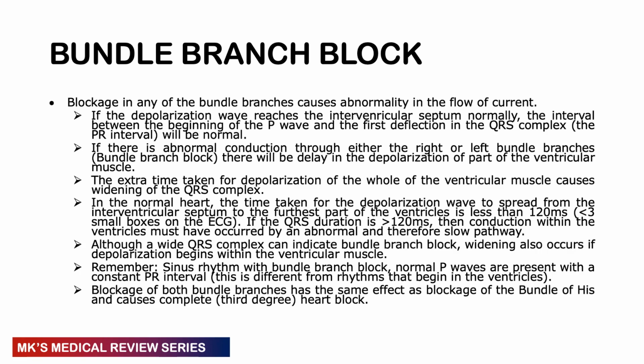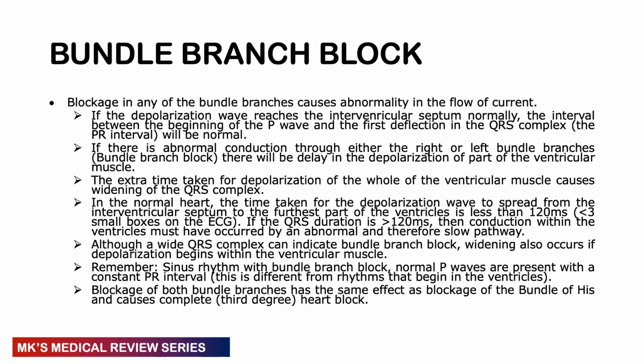So remember that bundle branch blocks are not the only thing that can widen the QRS complex. If the ECG wave is actually commencing within the ventricles, then you're going to get widening of the QRS complex. If there's a sinus rhythm with a bundle branch block, you're going to see that the P waves will be present. I'll show you some examples. The P waves will be present and the PR interval will be constant and normal.